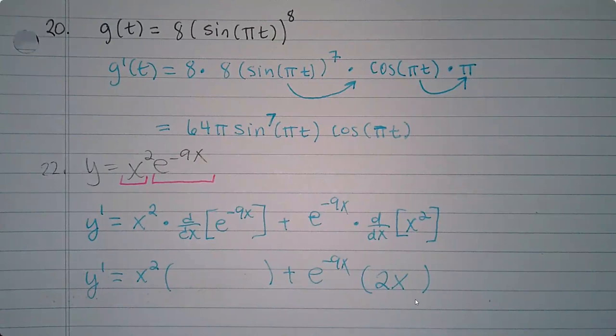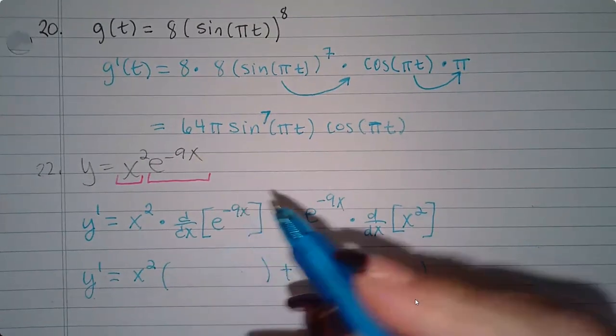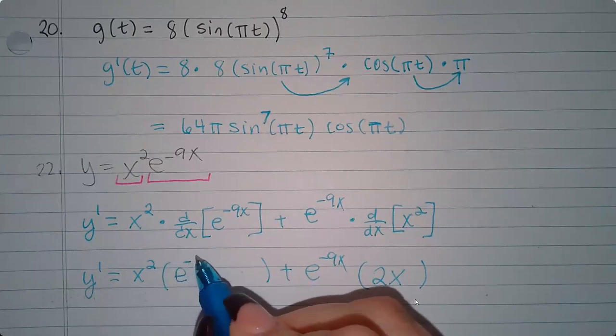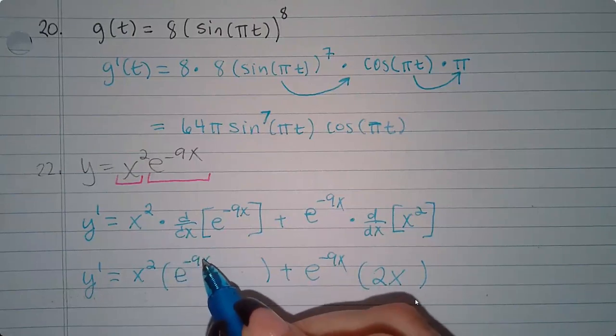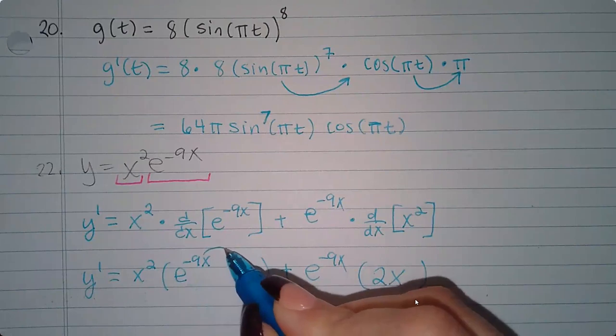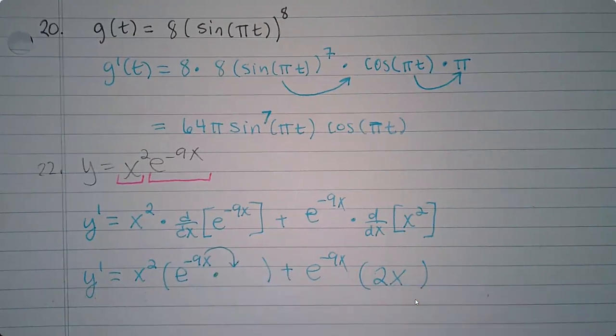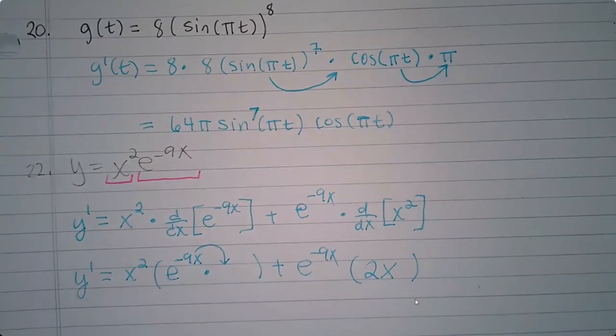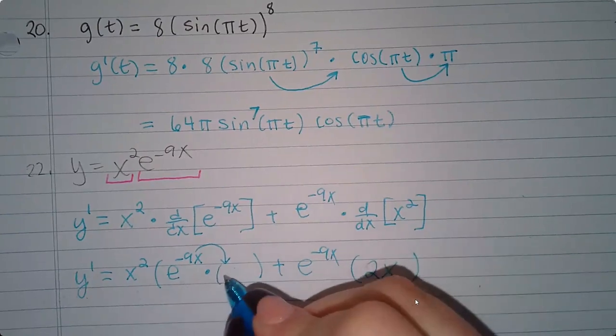Right, exactly. So I know that when I do the derivative of e to the exponential, it's going to be the exact same thing. But because that exponent was not just an x, that's where the chain rule applies. So what is the derivative of the negative 9x? Negative 9.